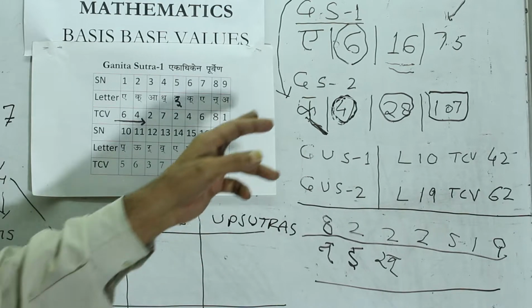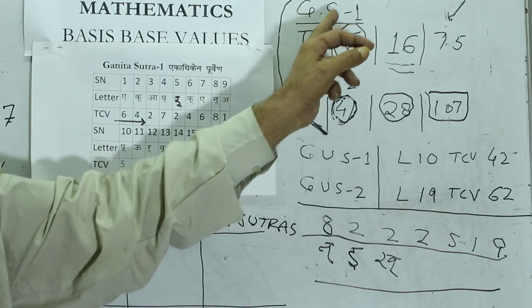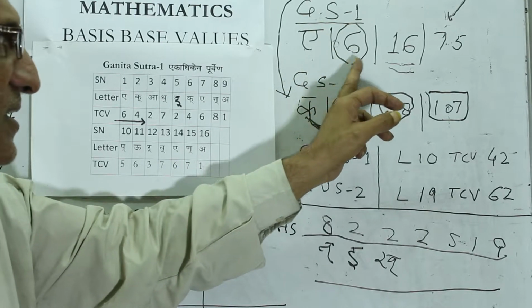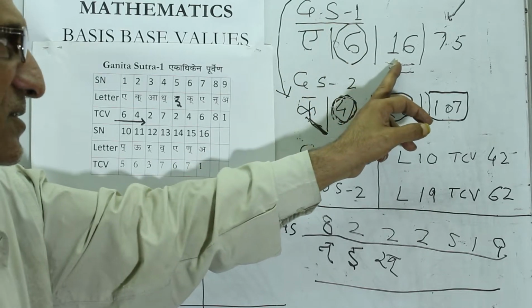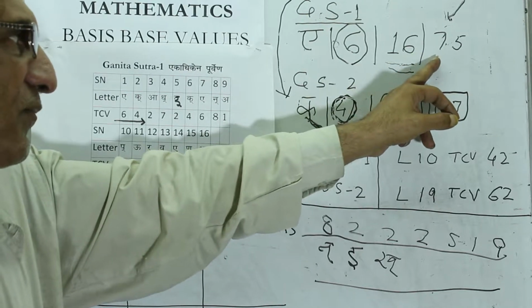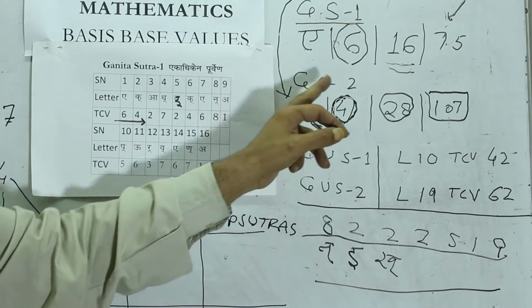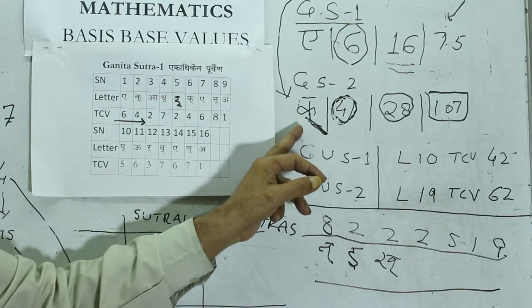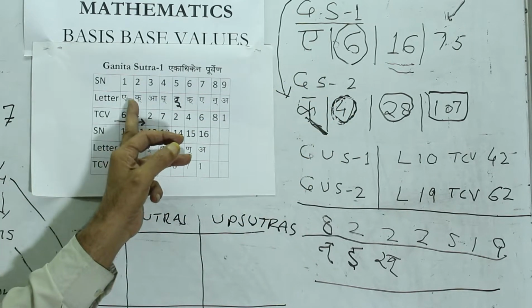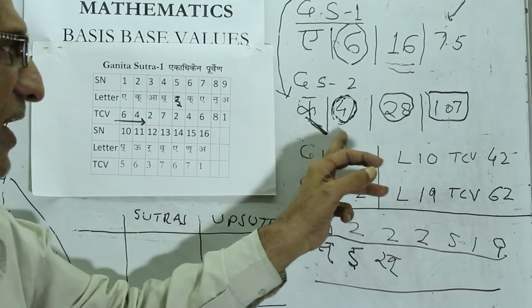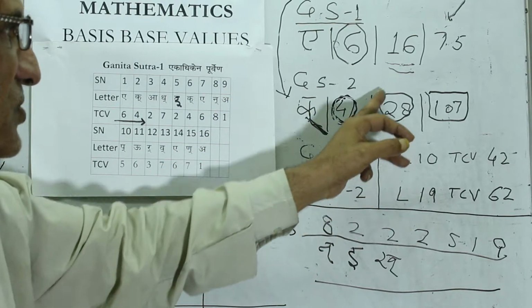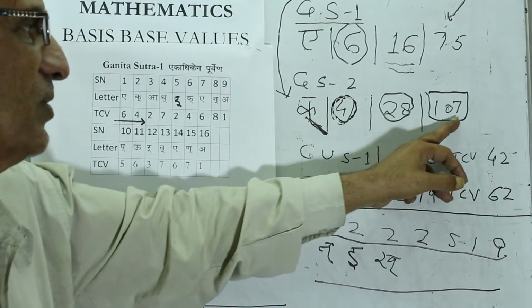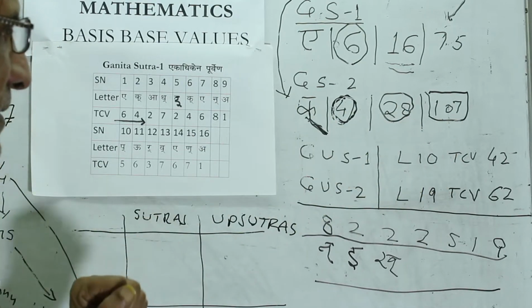Make a tabulation that Lalita Sutra 1, with first letter A, is of structural key 6 of 16 processing steps, leading to value 75. Lalita Sutra 2 is preserving a structural key in the second letter of Lalita Sutra 1, of value 4, as 4 space of 28 processing steps leading to value 107.